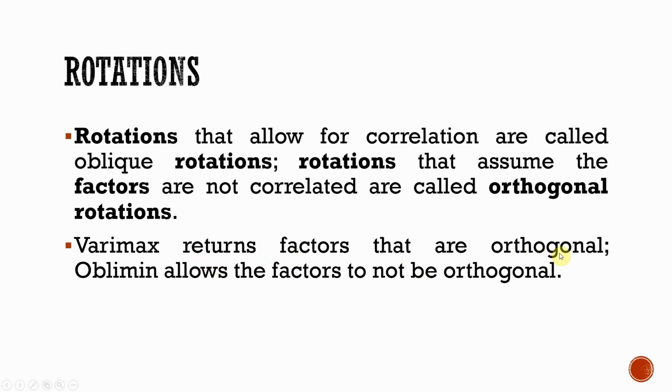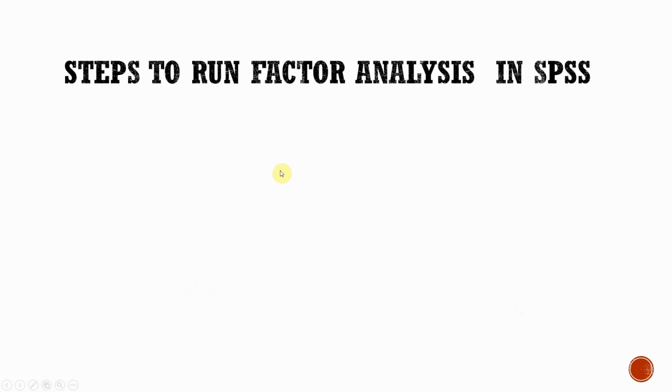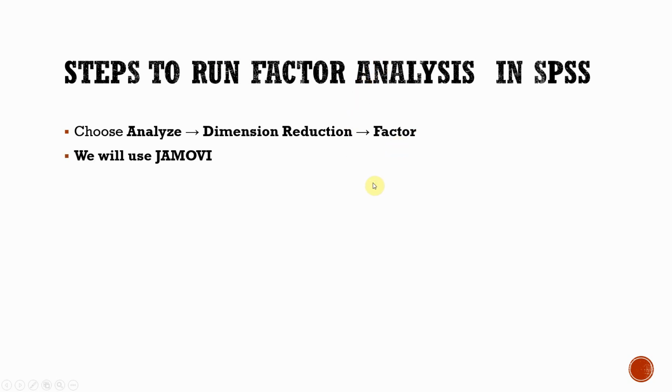Varimax returns factors that are orthogonal. Oblimin allows the factors not to be orthogonal. Now how do you run factor analysis in SPSS? You go to Analyze, Dimension Reduction and then Factor. And you will come across the same terminologies that we have discussed previously. But in this case we will be using Jamovi.